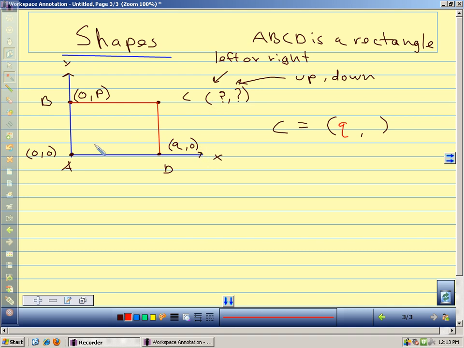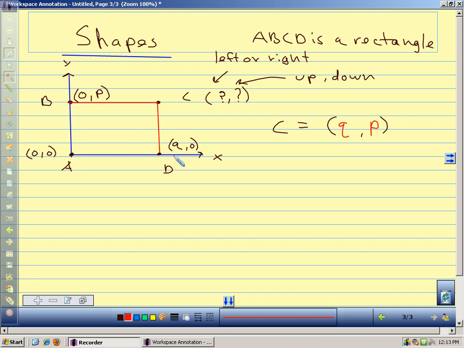How far up is point B? P. We go up P. So how far up is point C going to be? P. It's the same. So the coordinates of point C are Q, P. I go over Q and I go up P. Does that make sense? Okay.